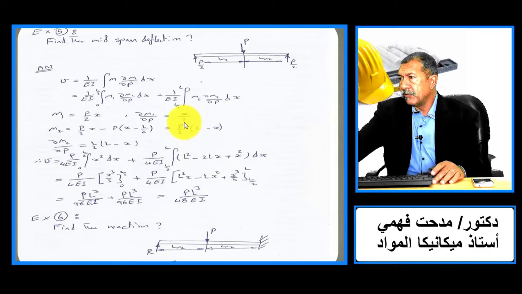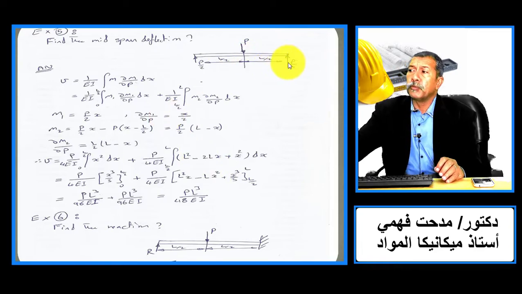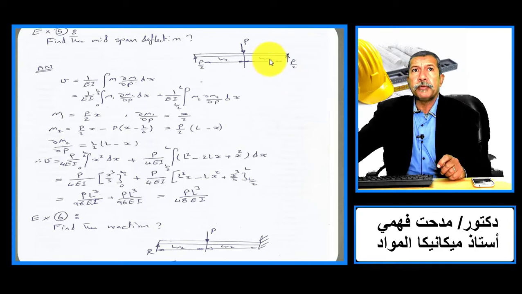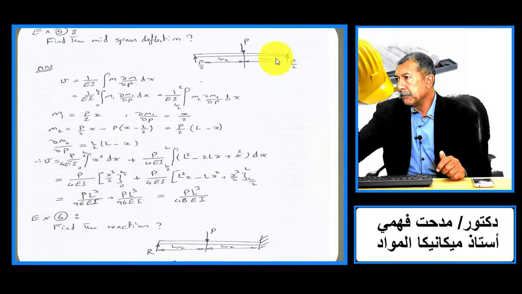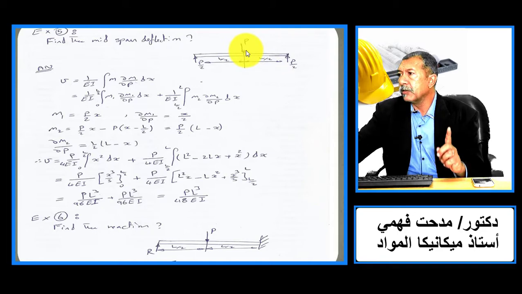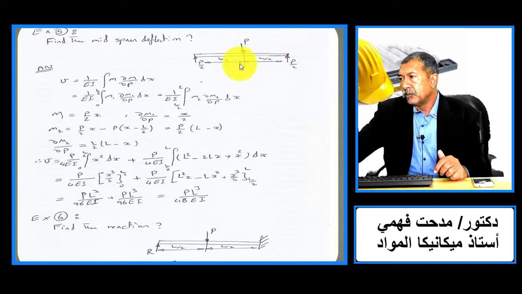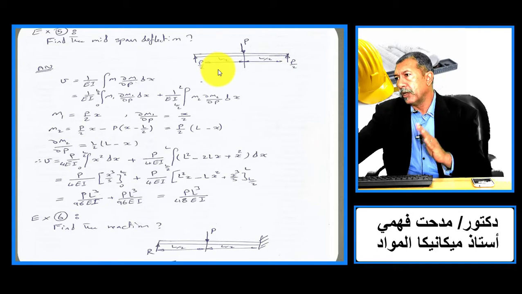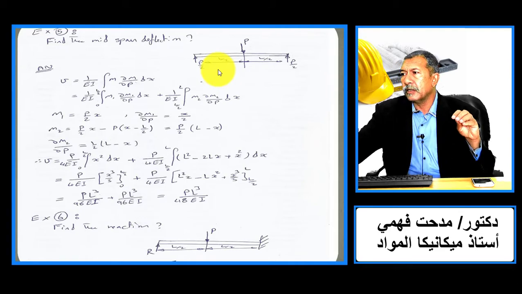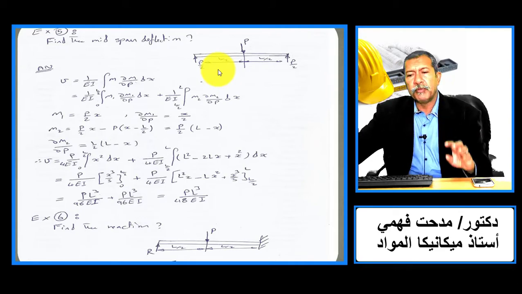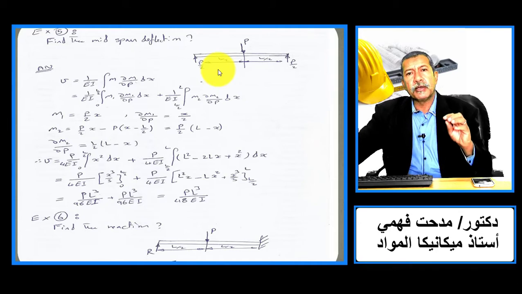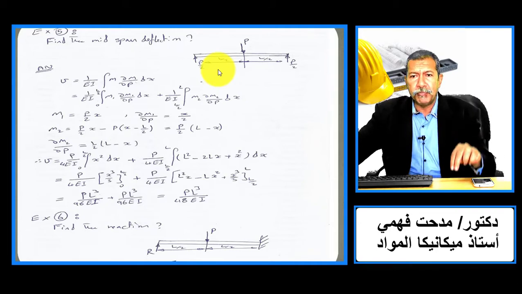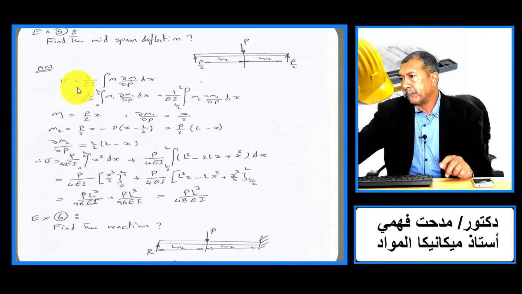In example 5, we have this time a simple support beam. This simple support beam has one exerted force in the middle, so the length of the beam is L, we divided L over 2. Here also we want to find the mid-span deflection. We mean that we want to calculate the deflection at the mid of the beam.